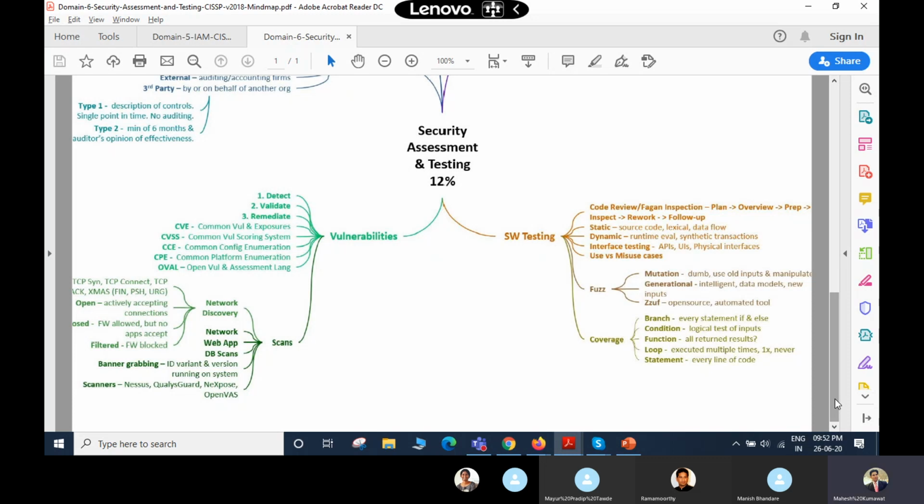So we have coverage: branch, conditions, functions, loops, statements. You need to understand a little bit about all those things. What are operators? What are functions? What are conditions? What are loops? What are statements? All those things are at work in application or code execution in programming languages. So it's better to have a little understanding of Python or Java, whichever language you're comfortable with.